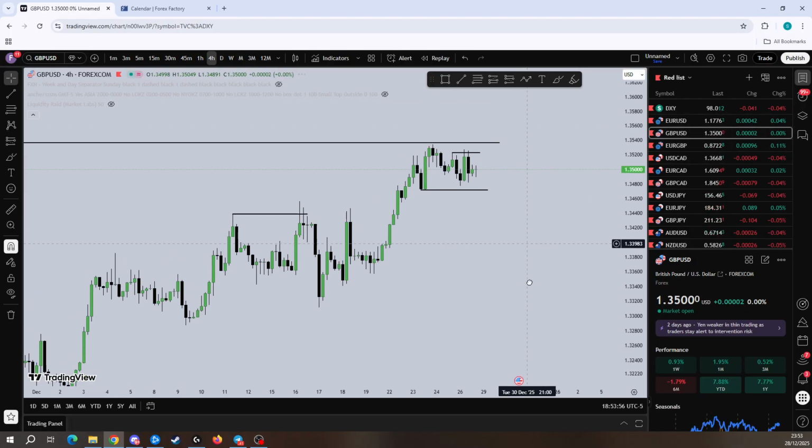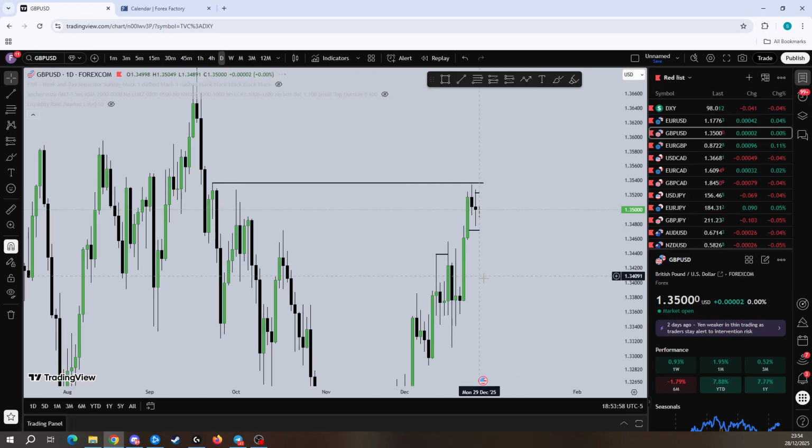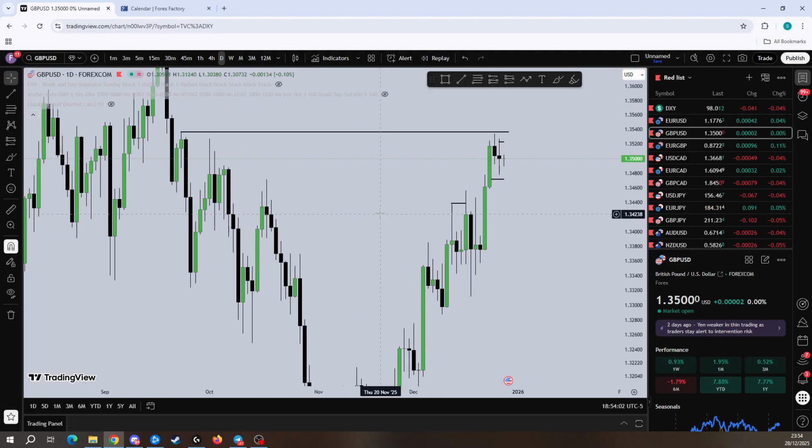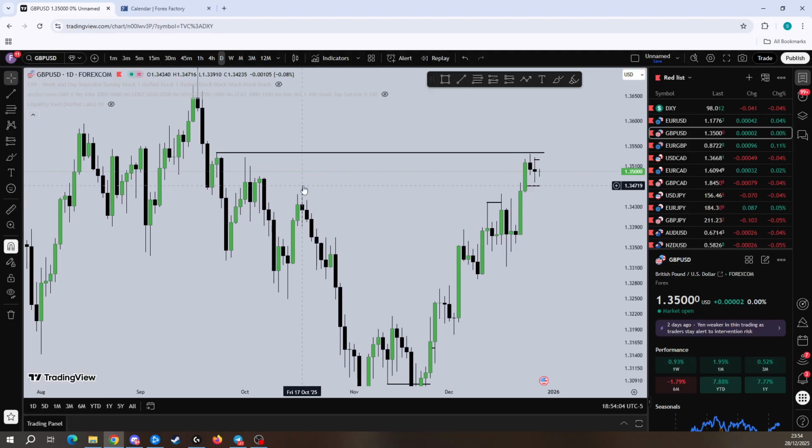So pound, we took out this high, which was the draw that I mentioned in the last weekly outlook. Took it out, closed above with nice body candles on the daily.